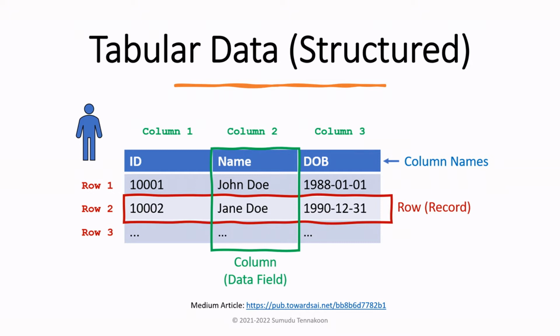For example, in a table you have rows and columns. Row 1 will represent person 1 named John Doe, and we can record the ID of that person, name, and date of birth. Row 2 belongs to Jane Doe, and the first column, the ID column, will have the ID, the second column will contain the name, and the third column will contain the date of birth.